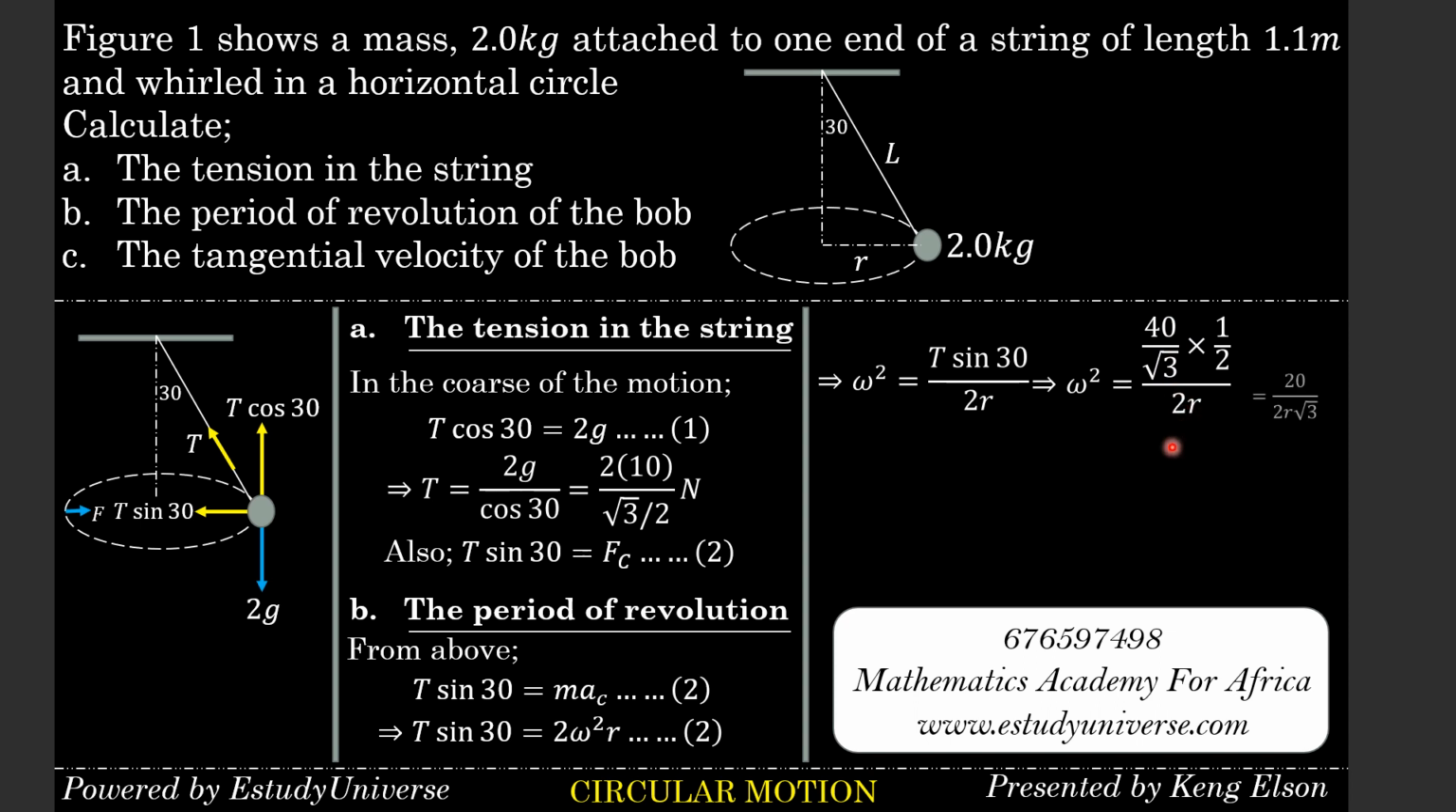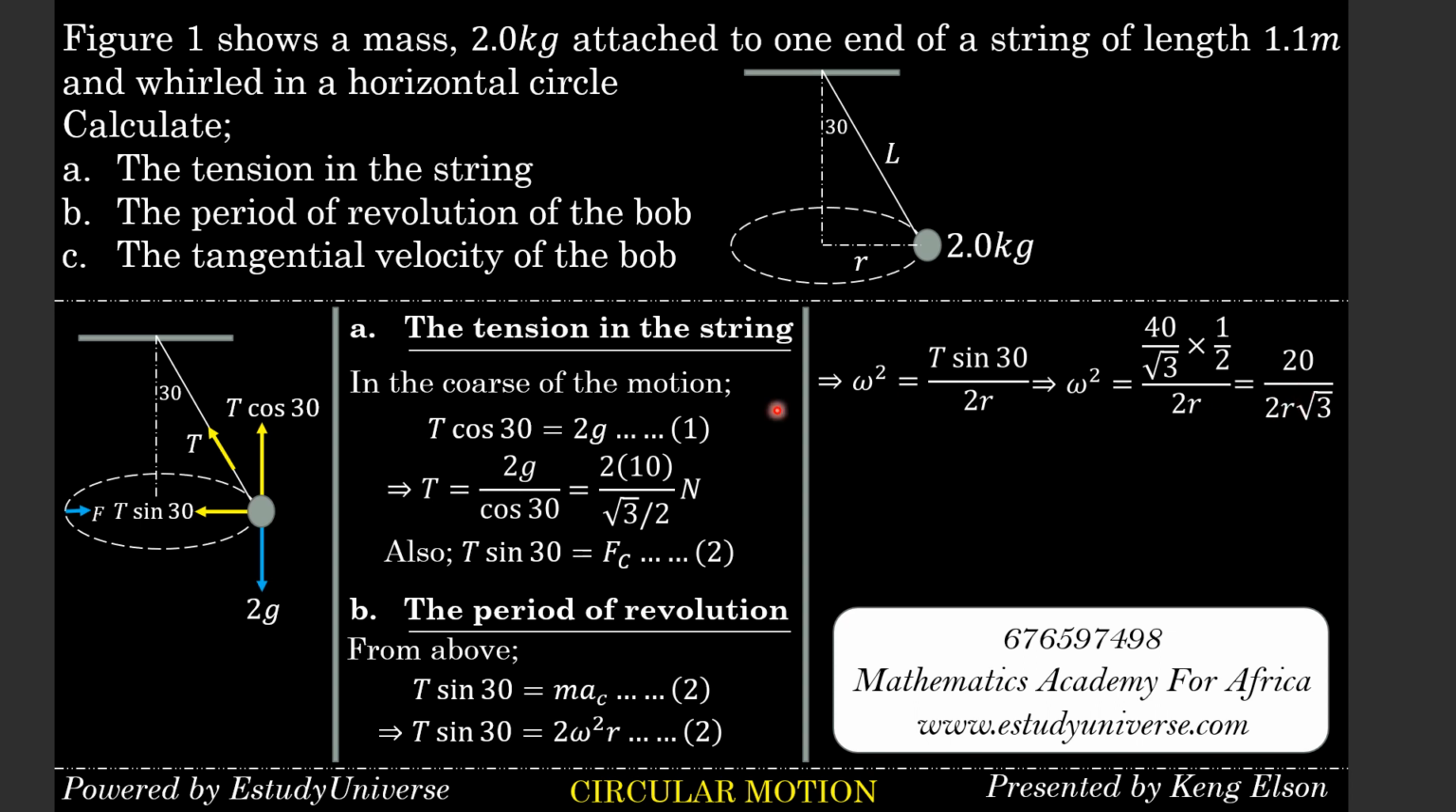Now we need to get the value of the radius of revolution. That's the radius of the path, okay? We need to get the value of the radius of this horizontal circle. In fact, if we further simplify this, we get 20 on 2 root 3, because 40 on 2 is 20.